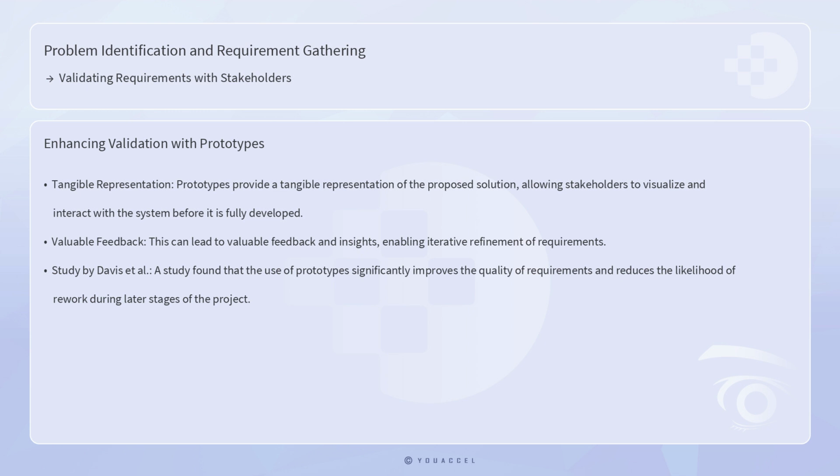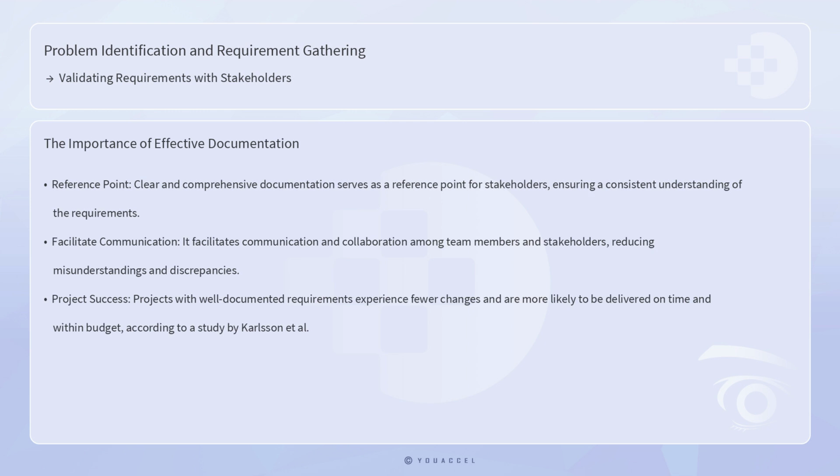The use of prototypes and models can further enhance the validation process. Prototypes provide a tangible representation of the proposed solution, allowing stakeholders to visualize and interact with the system before it is fully developed. This can lead to valuable feedback and insights, enabling iterative refinement of requirements. A study by Davis et al. found that the use of prototypes significantly improves the quality of requirements and reduces the likelihood of rework during later stages of the project. Effective documentation is another critical element of requirement validation.